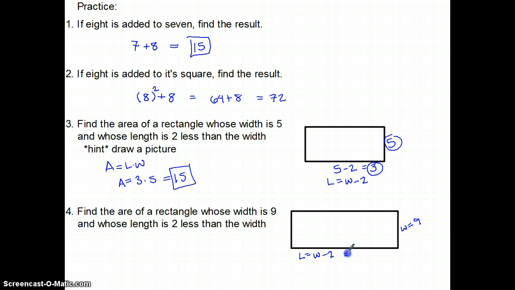Well, since my width is 9, my length is going to be 9 minus 2, which is 7. So my width is 9 while my length is 7. To find the area of this rectangle, I'm going to use my formula, where area equals length times width. Since my length is 7 and my width is 9, my area is 63.